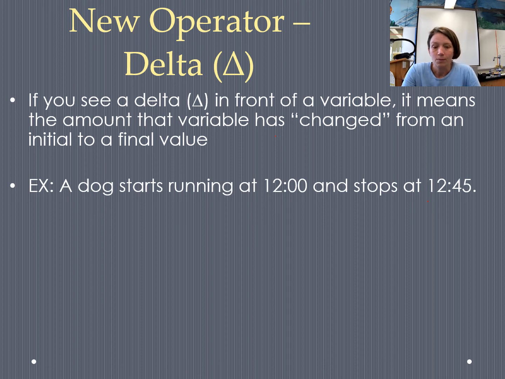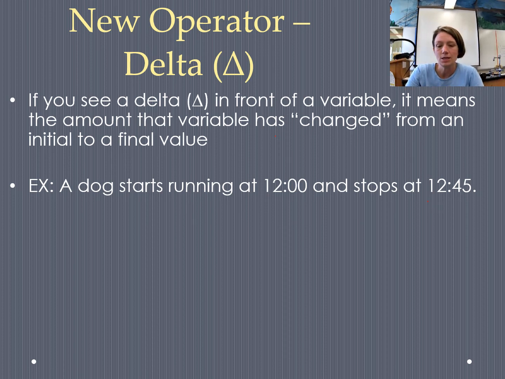So for example, if you had a problem that had a dog and it started running at 12 o'clock and it ended at 12:45, in terms of physics, I don't really care if this is happening at 12 or 12:45. The dog's moving. I don't care if it's happening at 2 a.m. The thing that's going to matter in physics is basically how long the dog was running for, how much time passed between the beginning and the end. And that's a delta because something is changing, right? We're changing time from a certain time to a final time, and we don't really care what those times are. We just care about how much time passed in the middle.